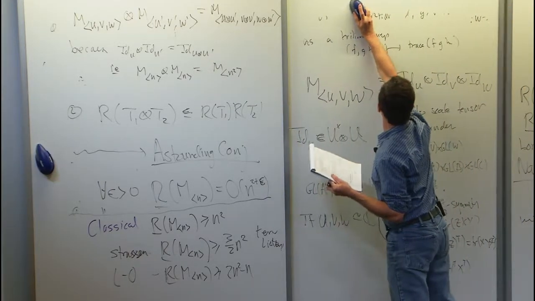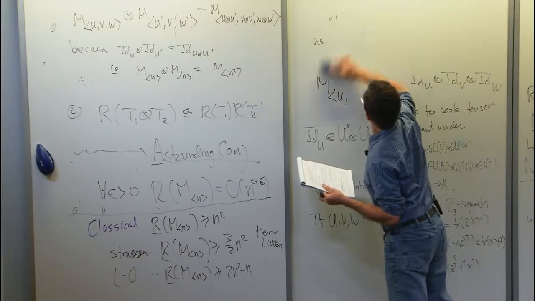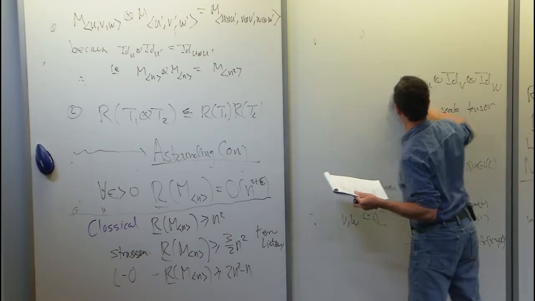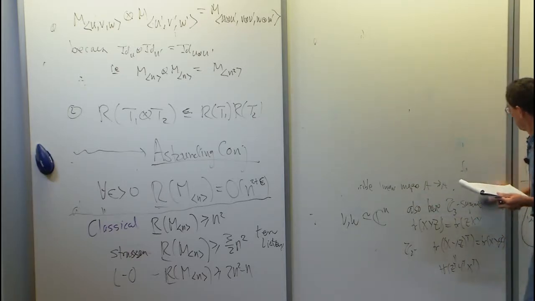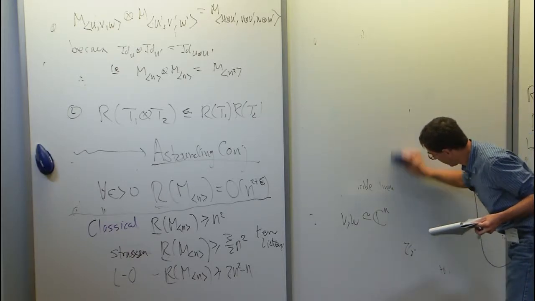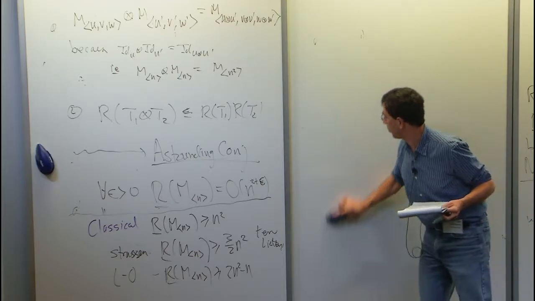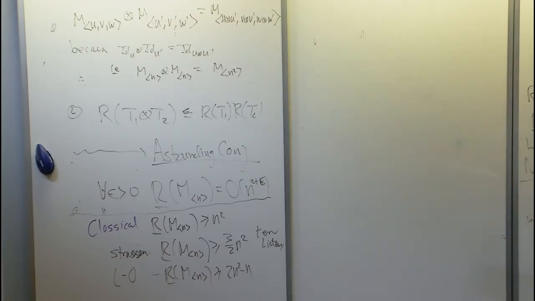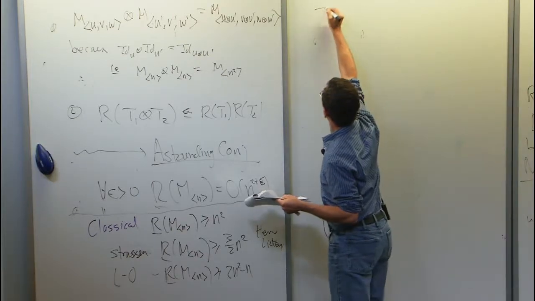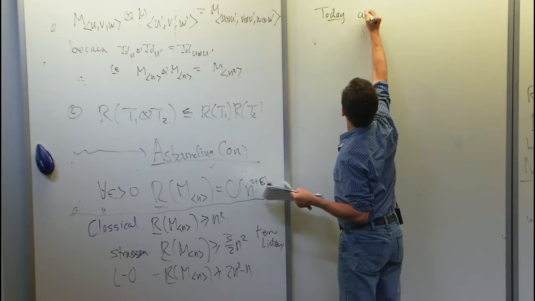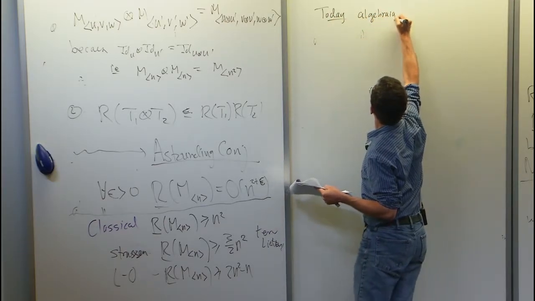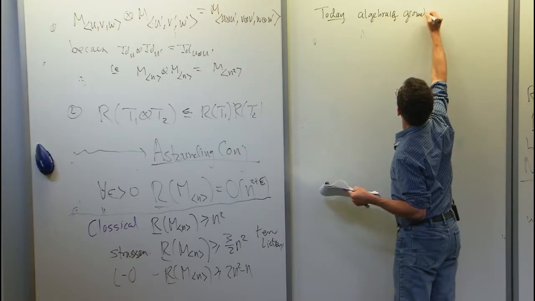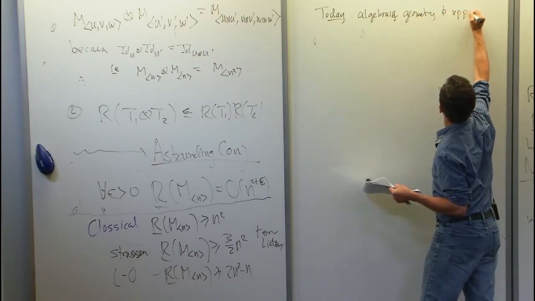But today, I want to do something that was not at all clear to me would be even possible a year ago, namely to discuss a possible role of algebraic geometry for upper bounds and for deriving new algorithms. So today, algebraic geometry and upper bounds.